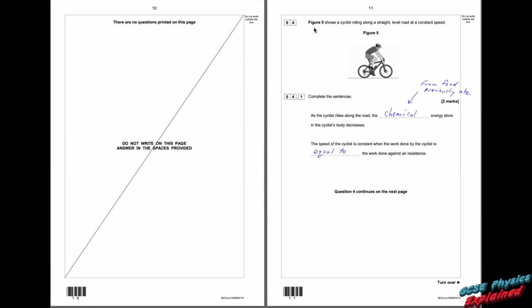Question 4. Figure 5 shows a cyclist riding along a straight, level road at a constant speed. Complete the sentences. As the cyclist rides along the road, the chemical energy store in the cyclist's body decreases. So his chemical energy is from his food. The speed of the cyclist is constant when the work done by the cyclist is equal to the work done against air resistance.